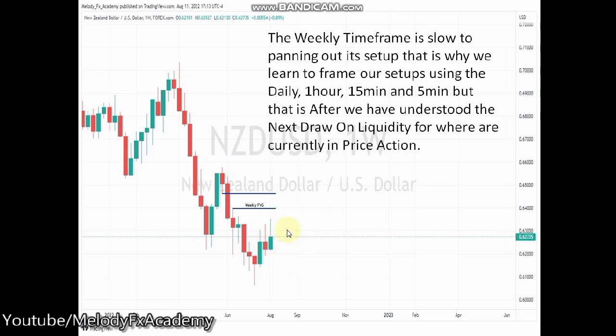So far I've talked about why we should do our analysis on a weekly time frame, and why it's important to know our next draw on liquidity. I've also talked about why we should manage our trade on the daily, 1 hour, 15 minutes, and 5 minutes, because the weekly time frame is slow. So we learn to manage our setups from these time frames after we have a proper understanding of where price is trying to reach for.